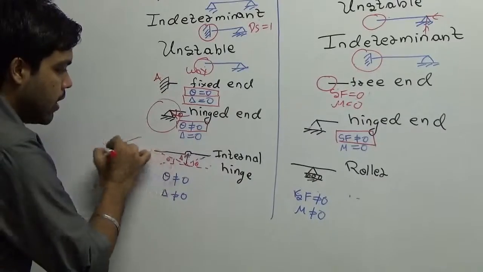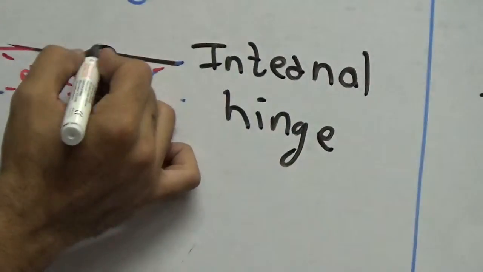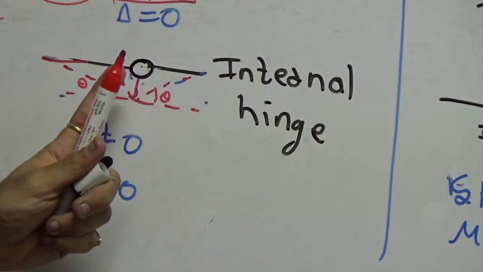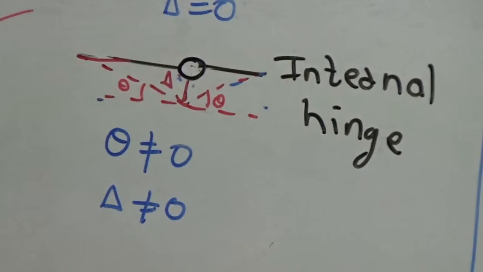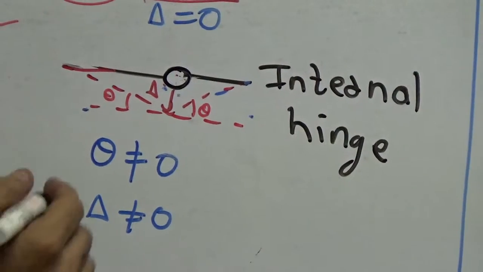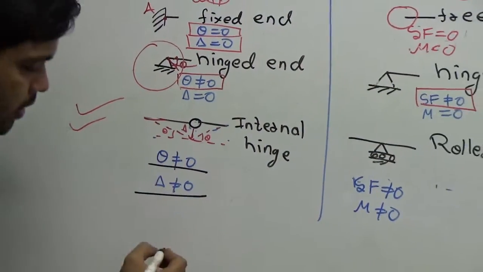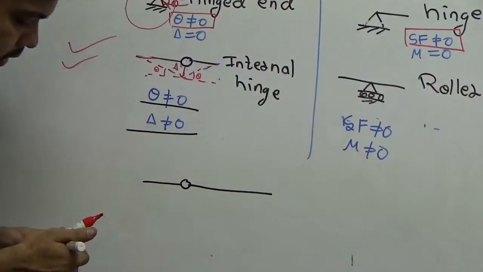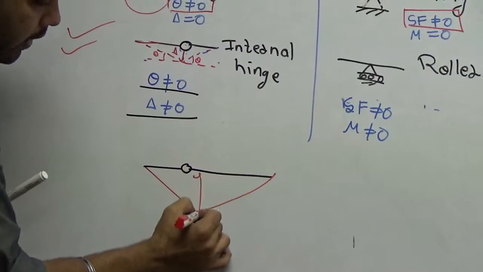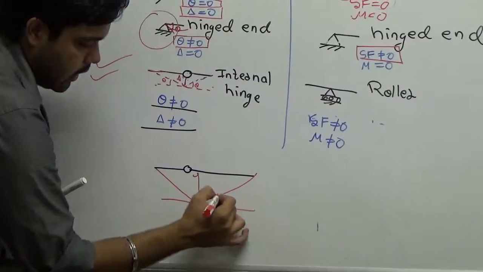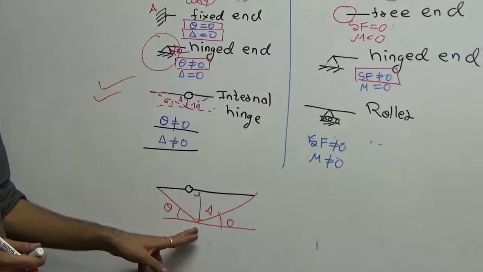Now this is important: an internal hinge. This is an internal hinge here. What is an internal hinge? We have seen in the previous classes, an internal hinge is such that it does not transfer the moment but transfers the shear force. So in this case, theta will not be 0 and delta also will not be 0. Why? Because a hinge case is like this. How will it deflect? It will deflect like this. So it will have delta as well as theta. So both exist in case of an internal hinge.